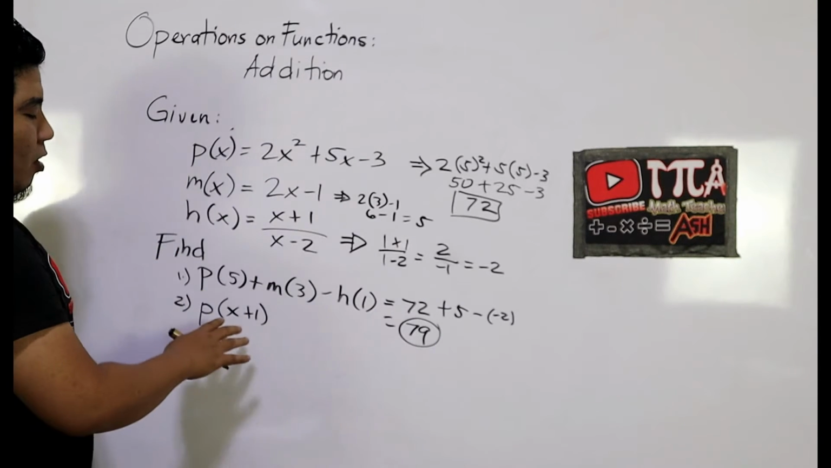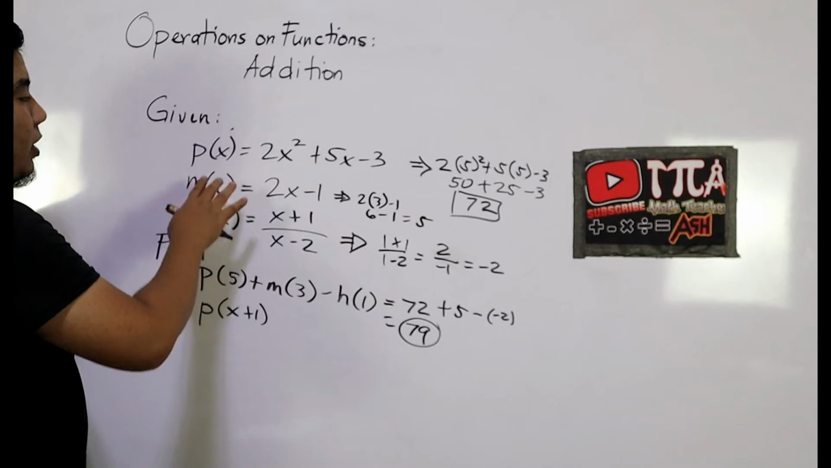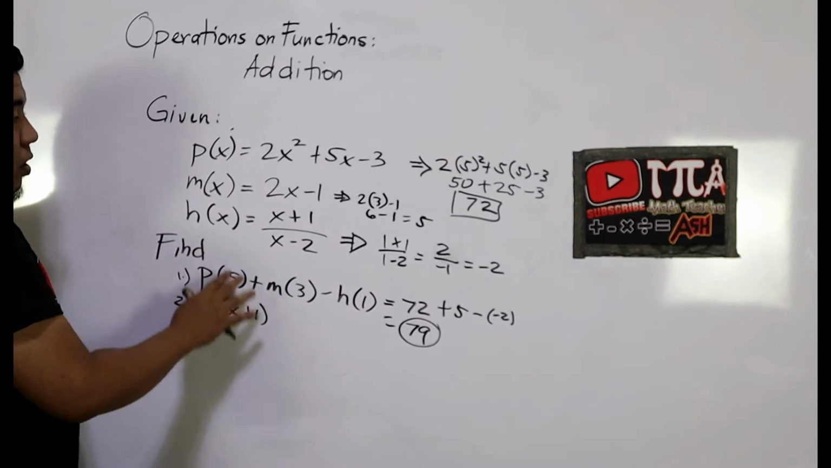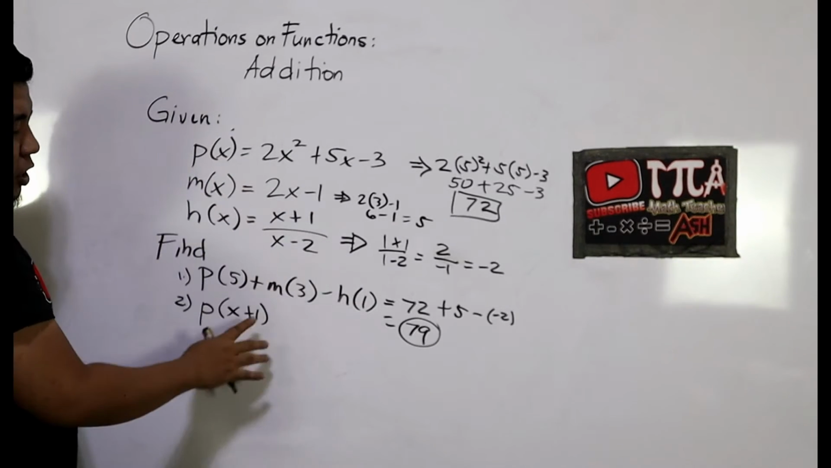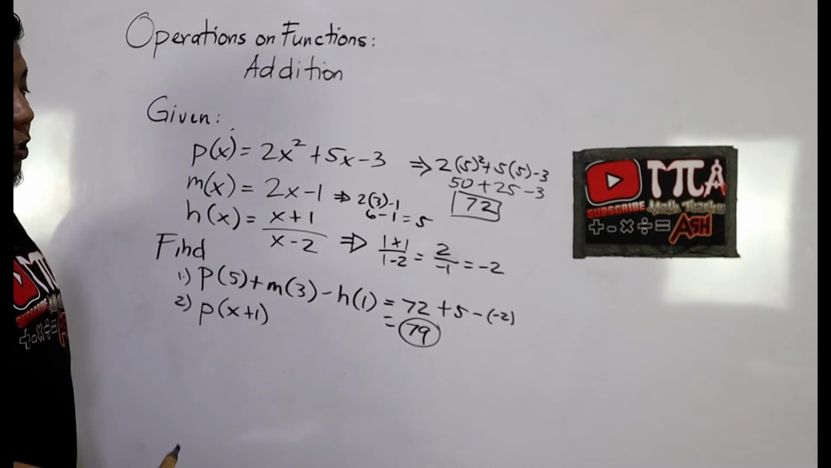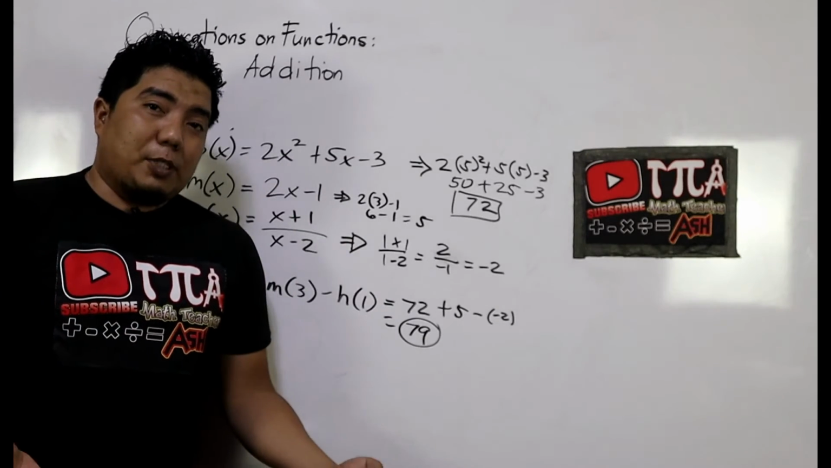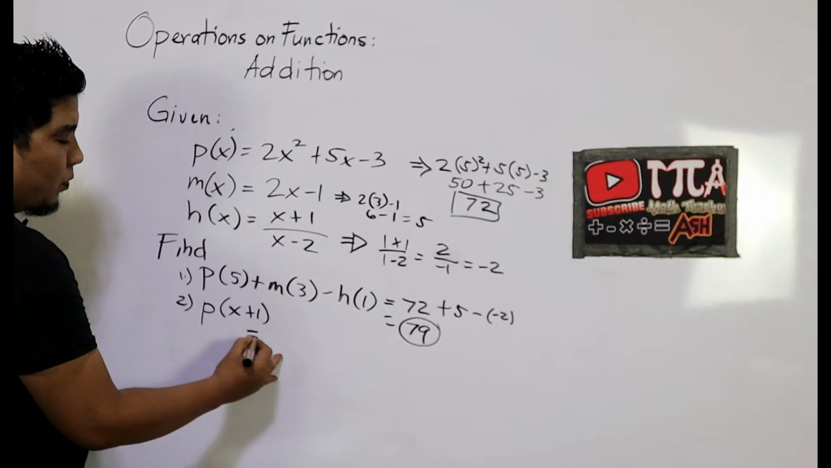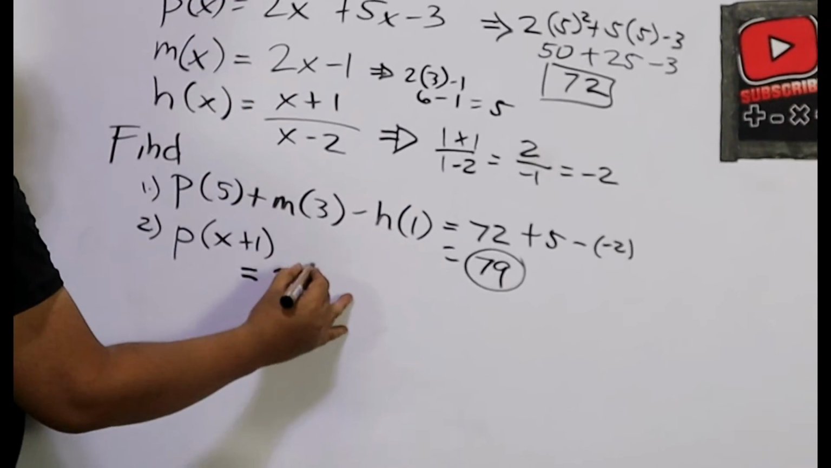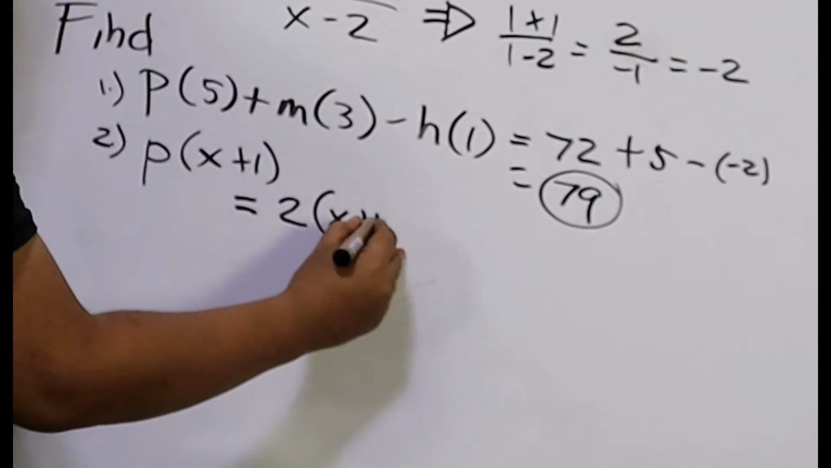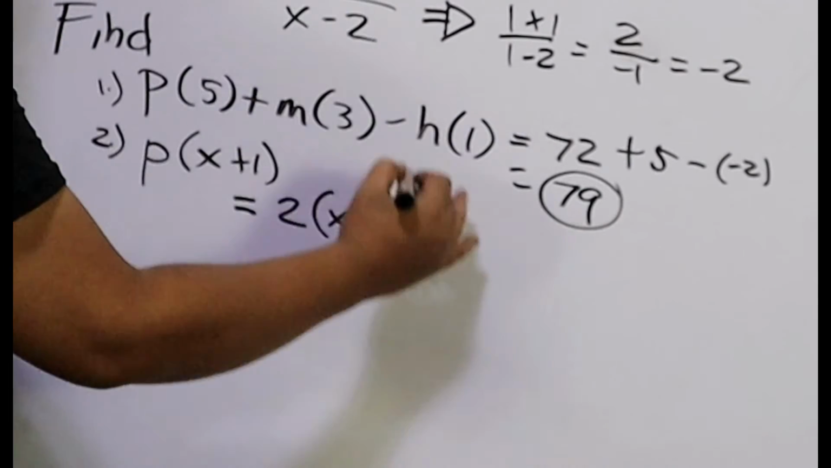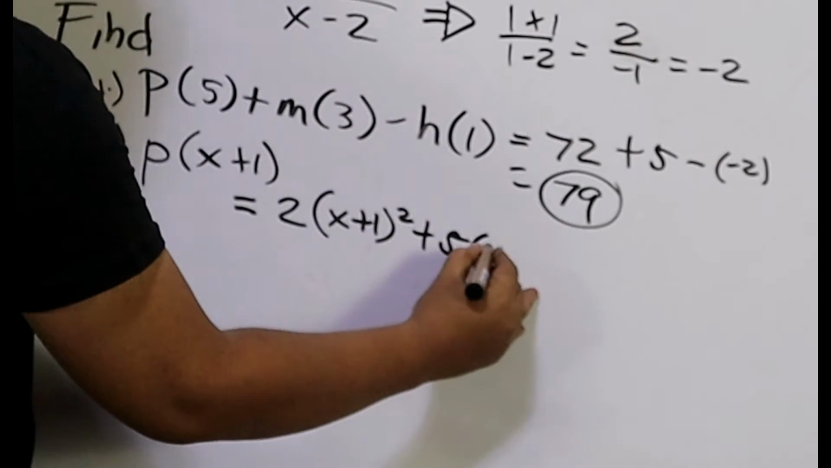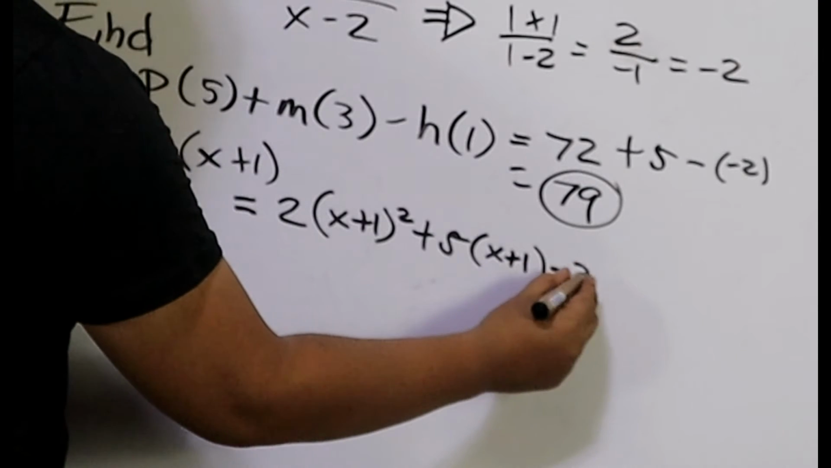What is P of x plus 1? So this is your P of x, right? Now, your x here has been changed into x plus 1. So basically, what you need to do is to substitute the value of x into x plus 1. So by doing so, we have 2 times (x plus 1) squared, plus 5 times (x plus 1) minus 3.